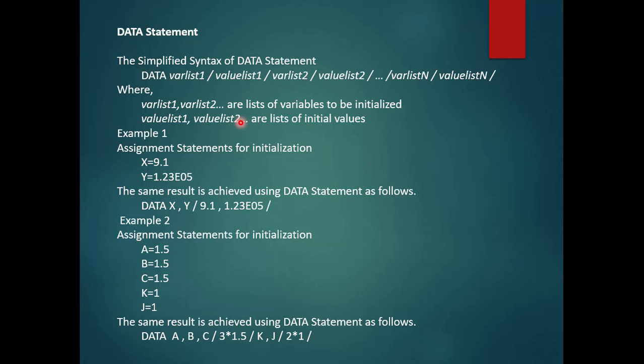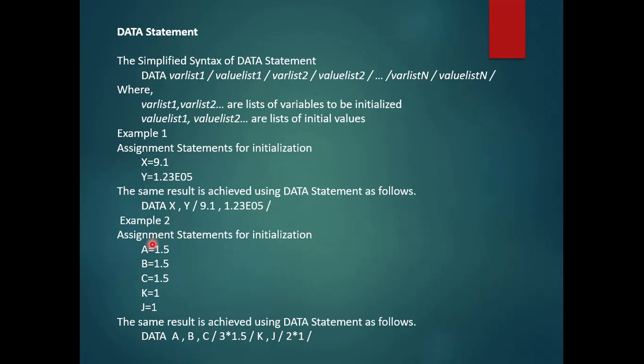Suppose we have initialized x equals 9.1 and y equals 1.23 E05. This is the initialization process or assignment statement. It required two lines, and the same can be achieved with the help of the data statement. How? Data x comma y slash, the variables x comma y, and then the values of x and y are 9.1 and 1.23E05 respectively.